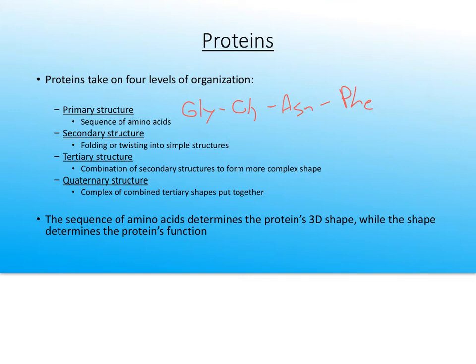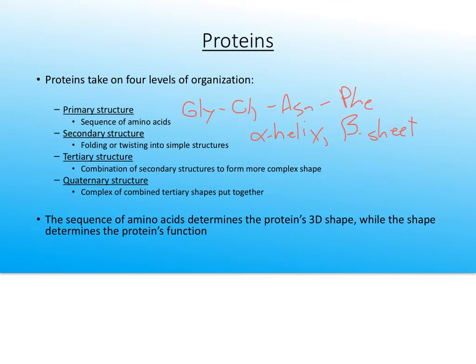Secondary structure is where the amino acids start to fold or twist around each other in very simple, consistent structures. So there's really 2 secondary structures that we look for. One is called an alpha helix, and another one is called a beta sheet. Alpha helix is like a twist. Beta sheet kind of looks like an accordion shape. And so these are just common. We see these a lot, and this is very basic folding or twisting to start with.